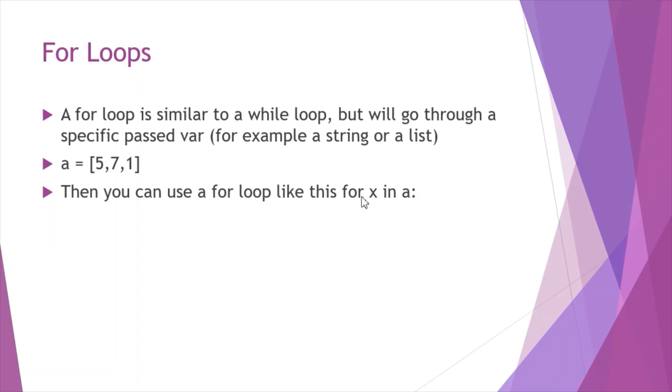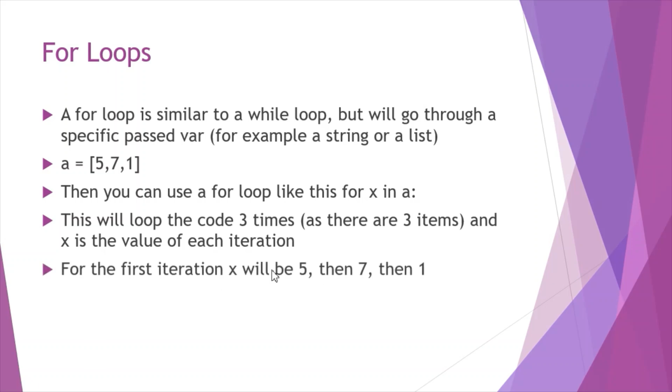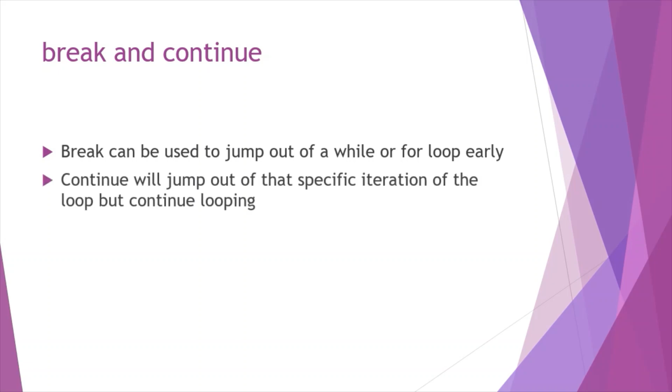So x is then a new variable, and it'll loop the code 3 times, as there are 3 items. And x is the value of each iteration. So in this case, x will be 5, and then 7, and then 1. And it'll iterate like that through the whole list. So break can be used to jump out of a while or for loop early. Continue will jump out of that specific iteration of the loop, but continue looping.